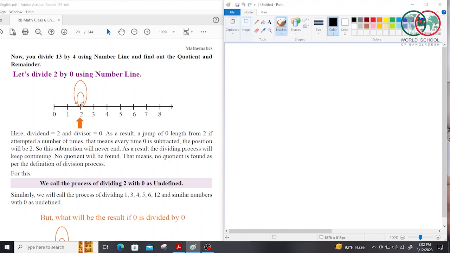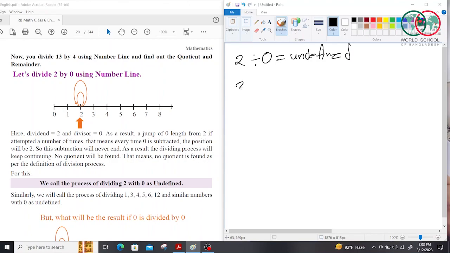So whenever the divisor is 0, we say that the result is undefined. That means we can't divide anything by 0. If we divide by 0, then it will be undefined. That means 2 divided by 0 equals undefined.